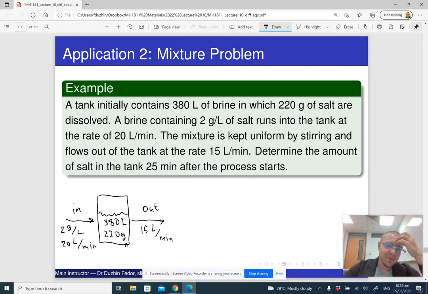Now, we need to determine the amount of salt in the tank 25 minutes after the process starts. Now, why is this a differential equation? This is because if we let y of t denote the mass of salt, right? So this is the mass of salt in grams, where t is time, measured in minutes.